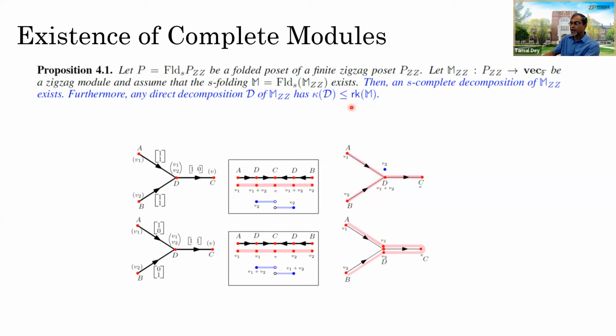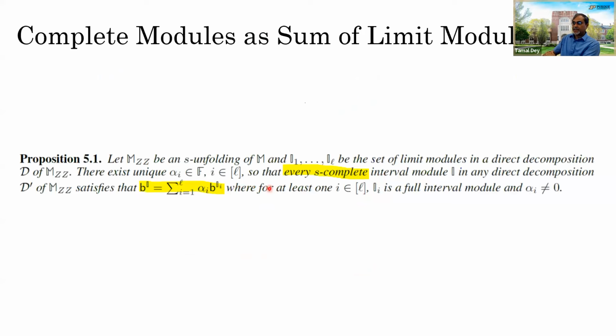Let's see. So now, this is a pretty important property again for the complete modules, to express it as the sum of limit modules. Here comes the importance of the limit module. Suppose the unfolded zigzag module has I1 through IL as the set of limit modules. Certain modules will be limit modules in the decomposition, because a limit module has to satisfy that its representative satisfies certain properties. Not every interval module is a limit module.